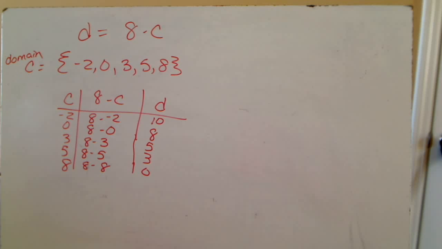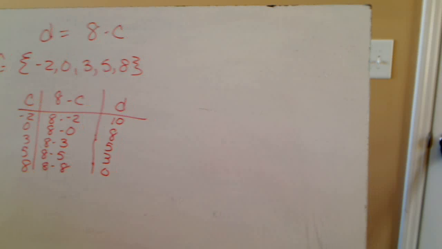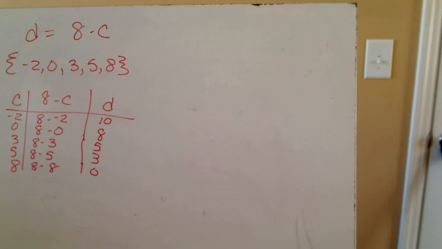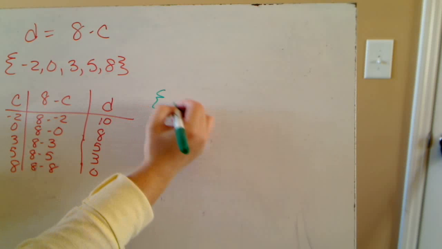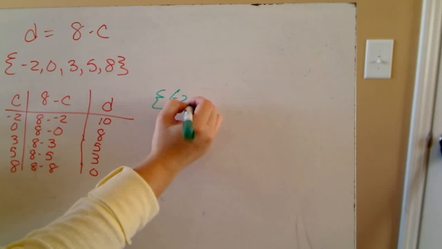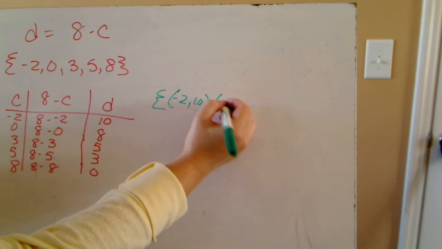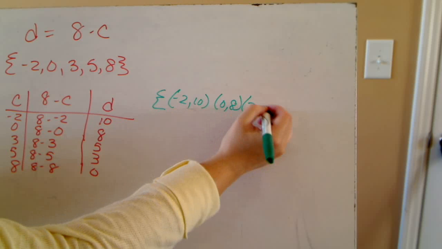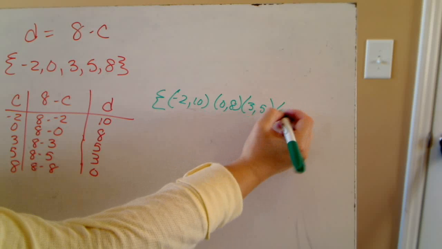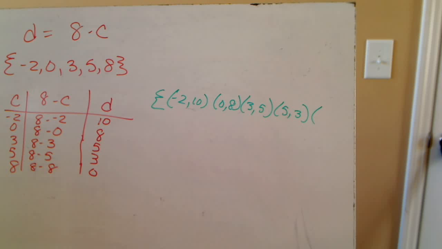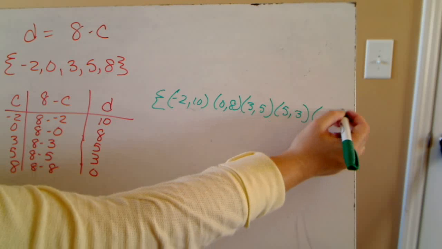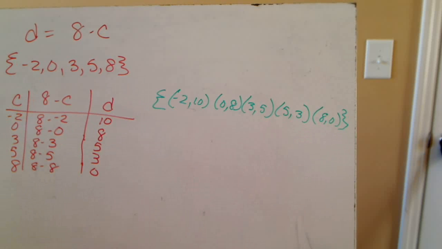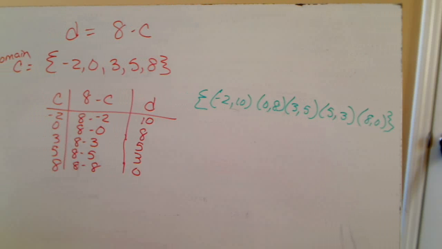So now I have ordered pairs. Again, to write our answer, it's just like we had with our solution set. And we're going to write our C D as an ordered pair, so it's going to be C comma D. So our answer is negative 2, 10, 0, 8, 3, 5, 5, 3, and 8, 0. So that would be our answer for this example.